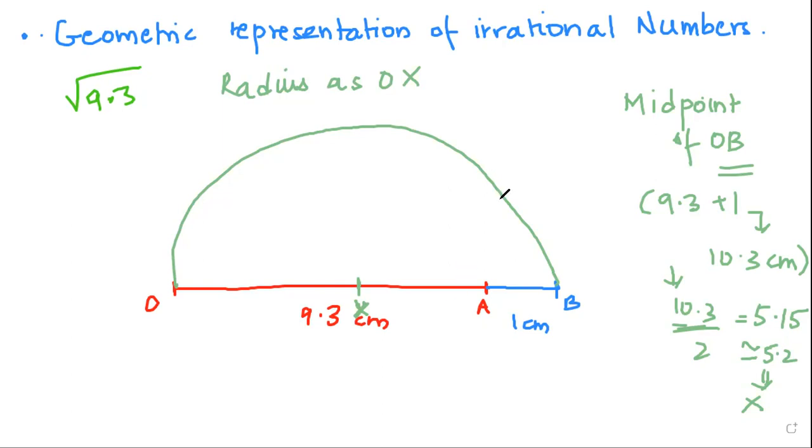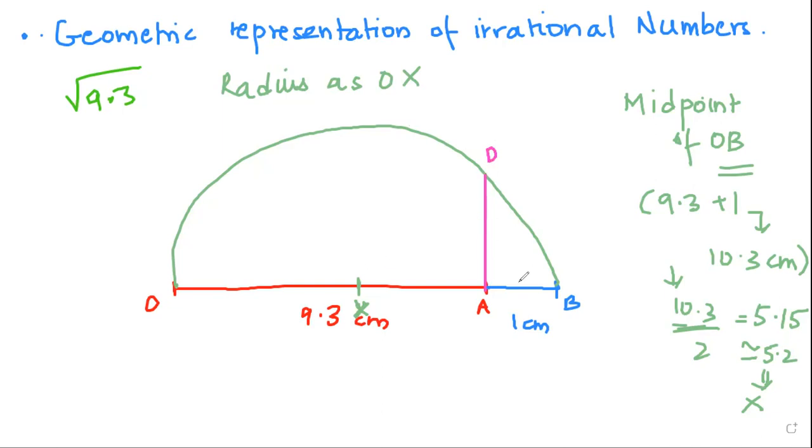Good. Now what you need to do is use your scale and join A to this arc, to this semicircle. I'm drawing it in pink. This is your construction. Use your scale and join this point A where that 9.3 centimeter ended, right? Join that point to this arc of this semicircle. Done, ma'am. Let me call this D.